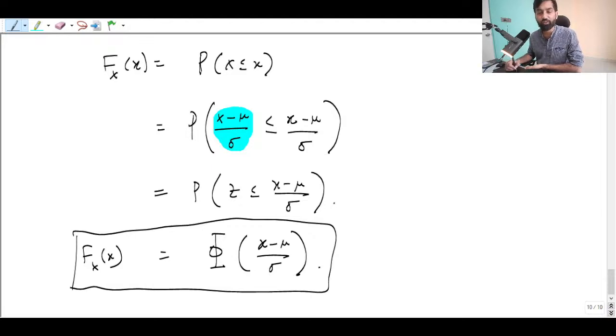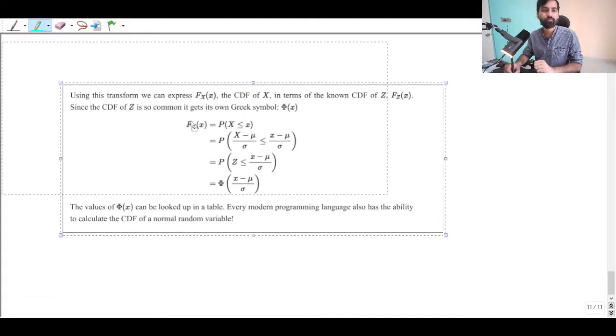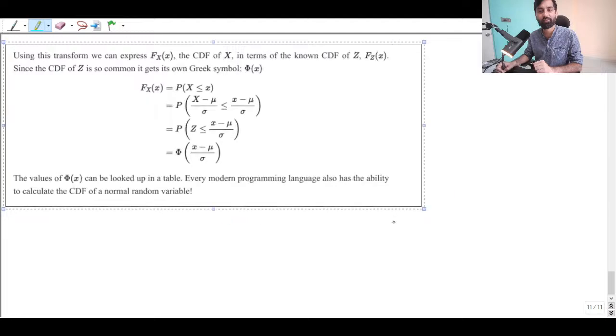So we can now refer to the standard table. As long as this is a normal random variable, these two pieces of information will always be given in the question, so you don't have to worry about this. ठीक है, ये आप याद रखना जो मैंने अभी बता दिया.